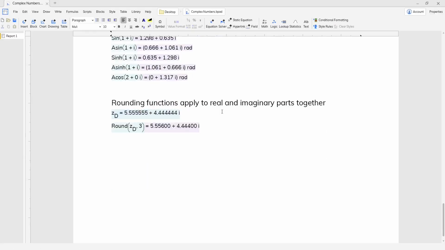One last thing I wanted to point out is that rounding functions are going to apply to the real and imaginary parts of a complex number together, a lot like the value format decimal applies to them together. So here I have ZD. If I round it to the third decimal, you'll see that rounding happens on the real and the imaginary component.